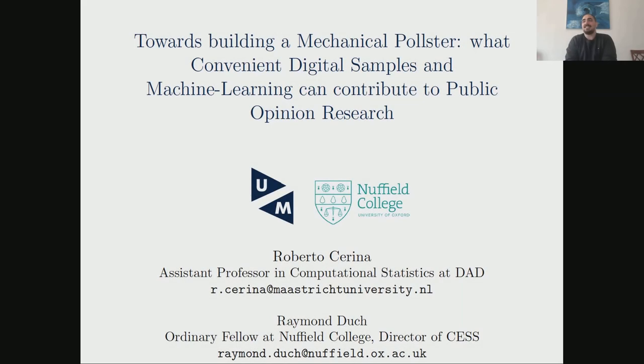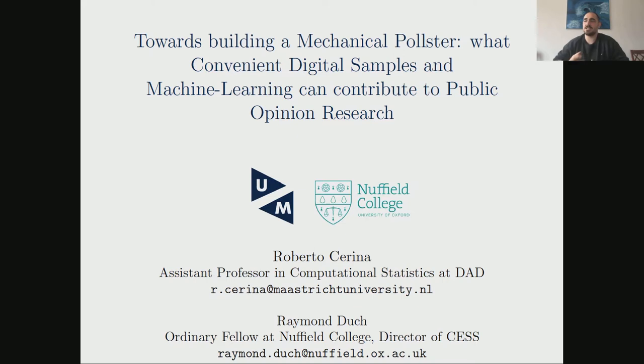So today I'll be presenting some work, what I've dedicated my last year and a half to, which is building a mechanical pollster. Part of this work is joint with Professor Ray Dutch, who's here in the audience as well from Nuffield College.